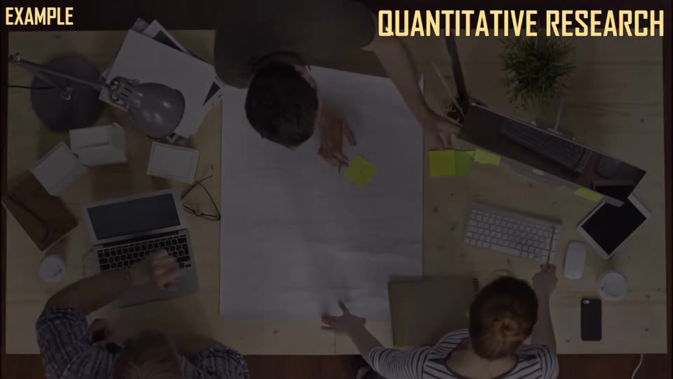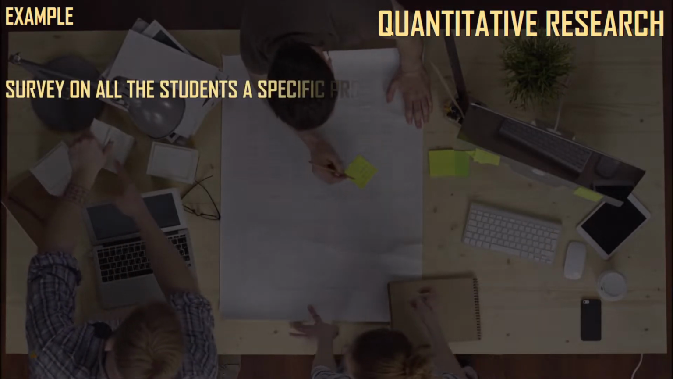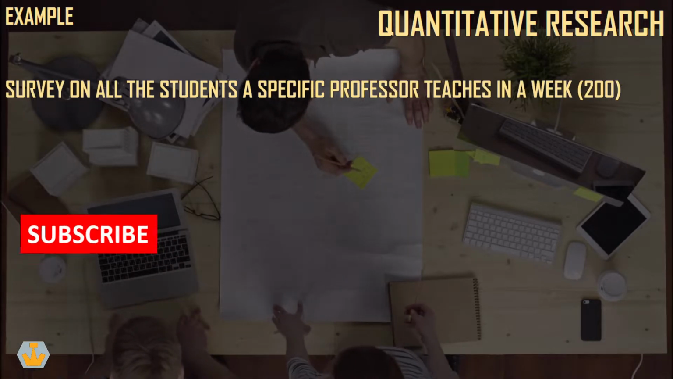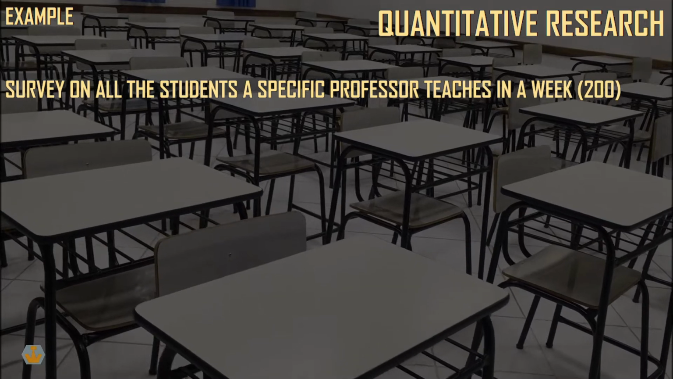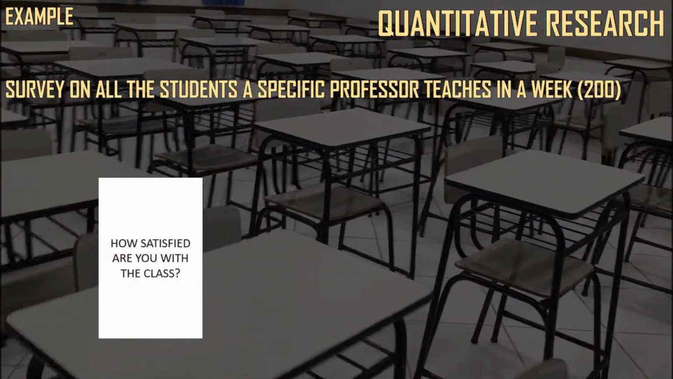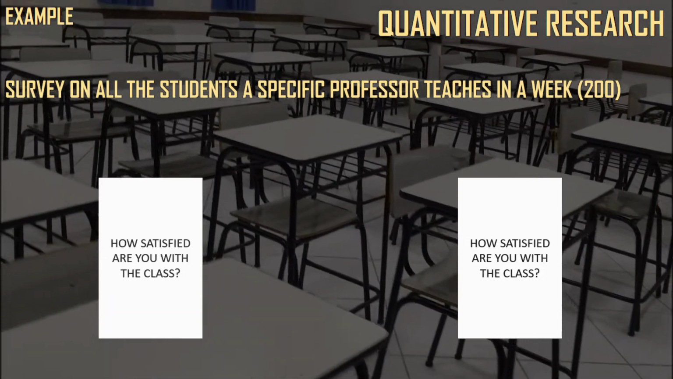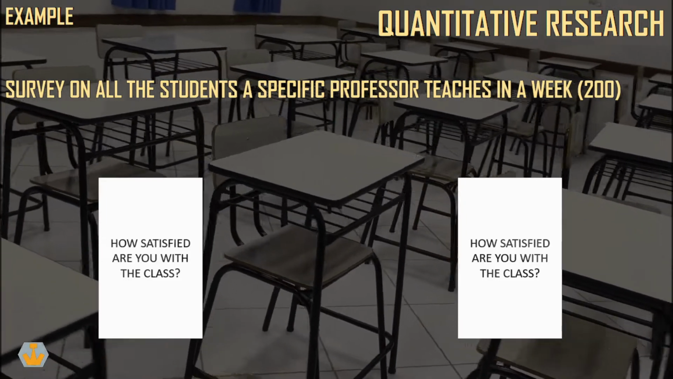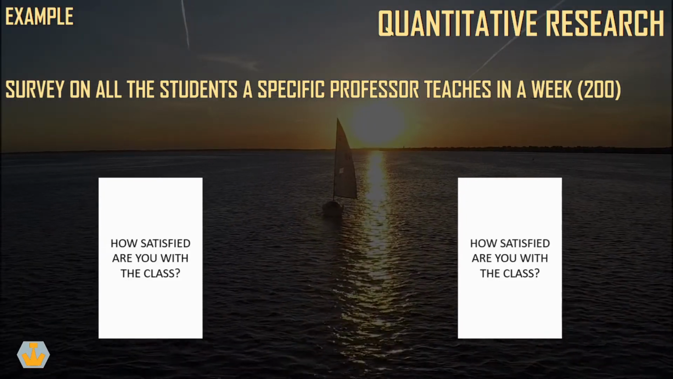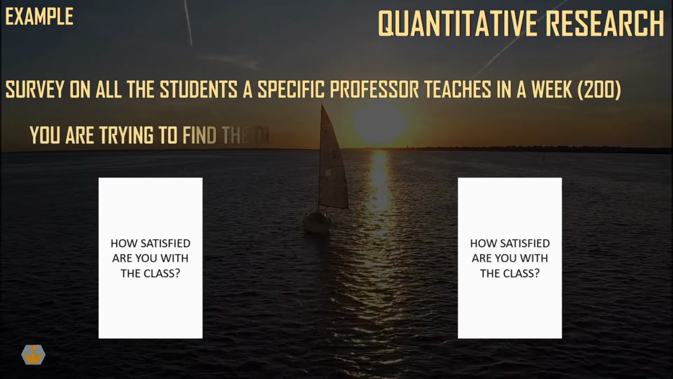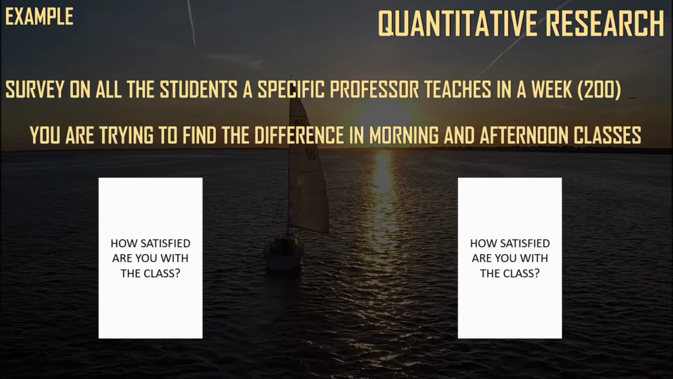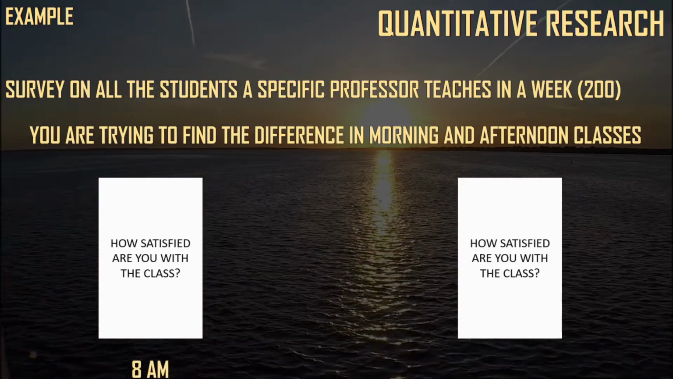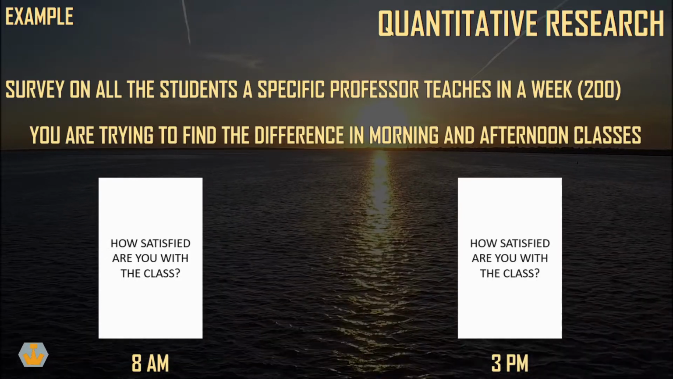For example, you can try and make a survey about a professor. The professor probably teaches 200 students over the course of a week. You give out a questionnaire about how satisfied the students are with the professor. All of the students will receive this questionnaire. But here's the thing, you are not trying to check the ability of the teacher. You are trying to find out the difference between 8 o'clock and 3 o'clock lectures. Your hypothesis can be that the students prefer afternoon lectures more than early morning lectures.